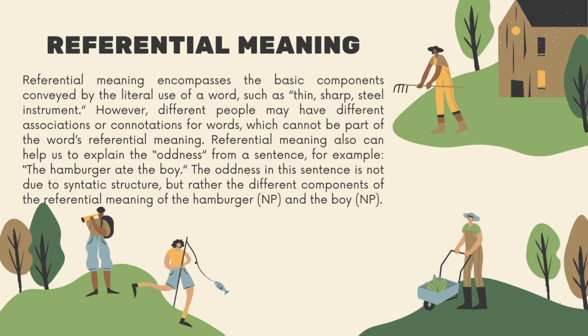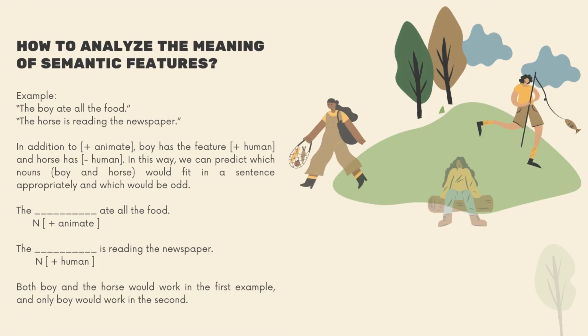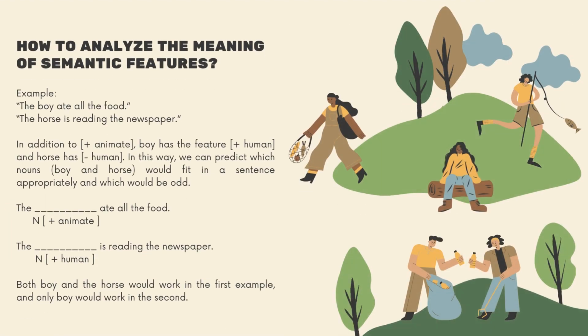The noun hamburger does not have this property, while the noun boy does. How to analyze the meaning of semantic features? There are 2 examples. The boy ate all the food. The horse is reading the newspaper. We can also say that in addition to positive element, boy has the feature positive human and horse has negative human. This example illustrates a way of analyzing the meaning of words in terms of semantic features.